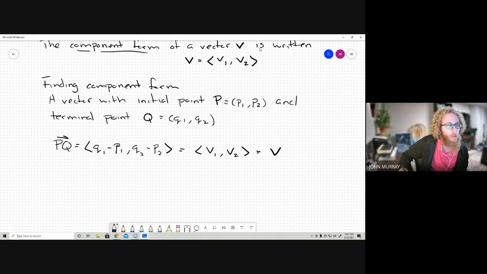So it's real simple to find the vector form. You're just going to subtract the coordinates of your initial and your terminal points. All right.